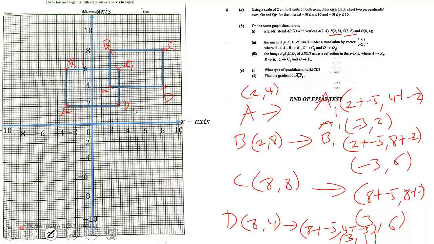Then we have the B(ii), the image A2, B2, C2, D2 of ABCD under reflection in the line, the y-axis, where A maps onto A2. So A at 2, 4 maps onto A2 under reflection in the y-axis. So we negate the x coordinate. So we become negative 2, 4. So that negative 2, 4 will be here. So that is A2.